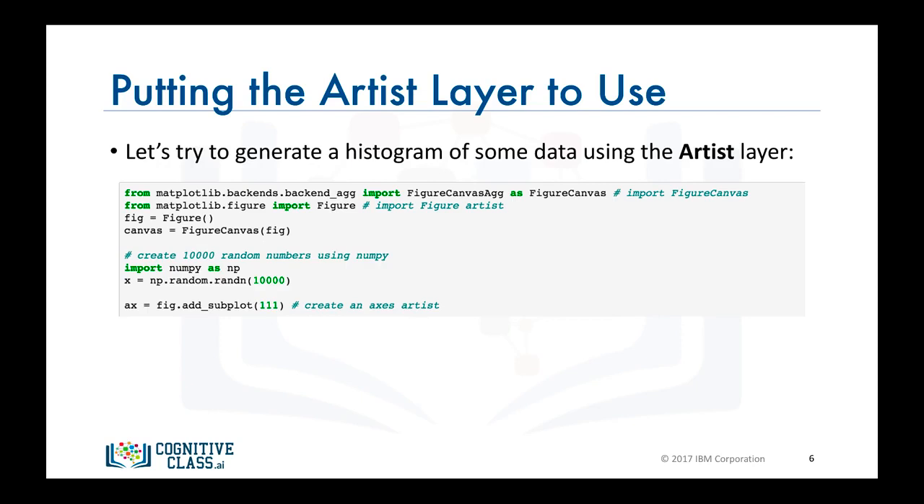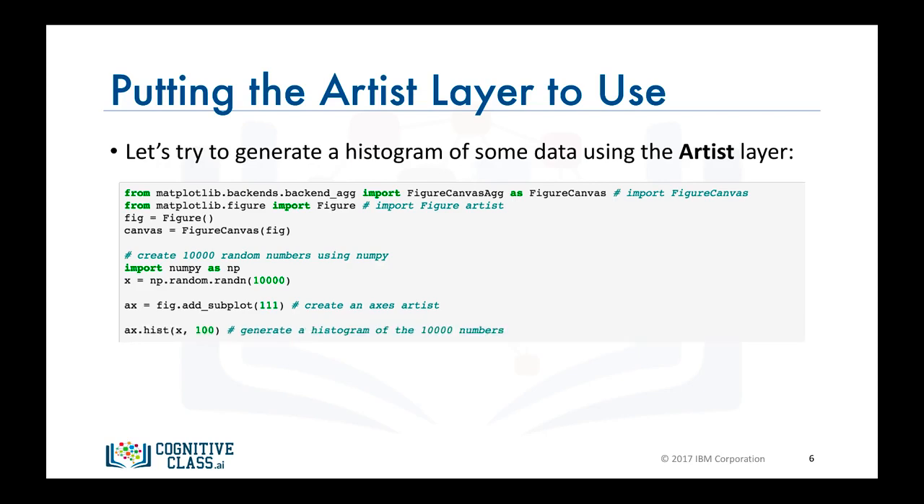Next, we create an axes artist. The axes artist is added automatically to the figure axes container fig.axes. And note here that 111 is from the MATLAB convention. So it creates a grid with one row and one column and uses the first cell in that grid for the location of the new axes.